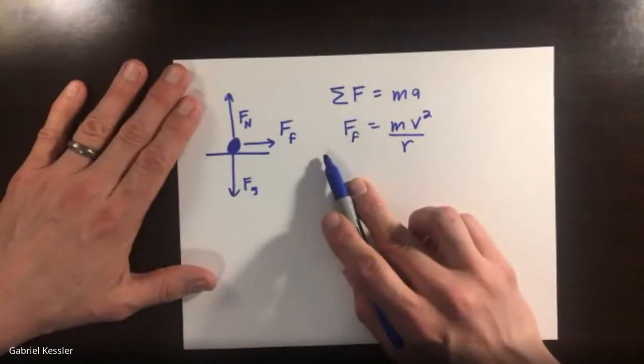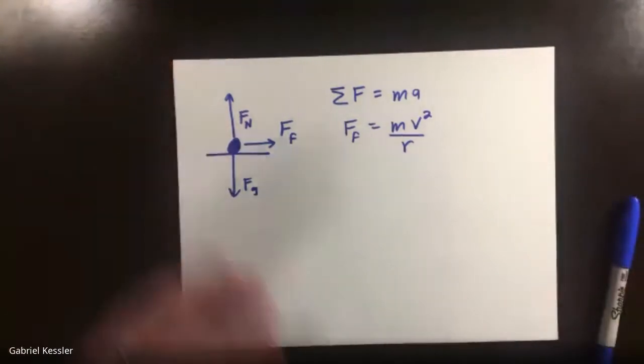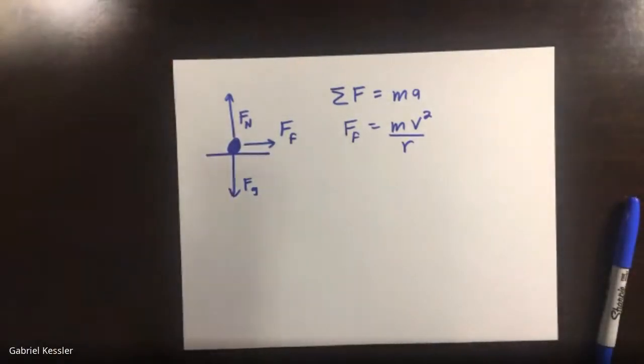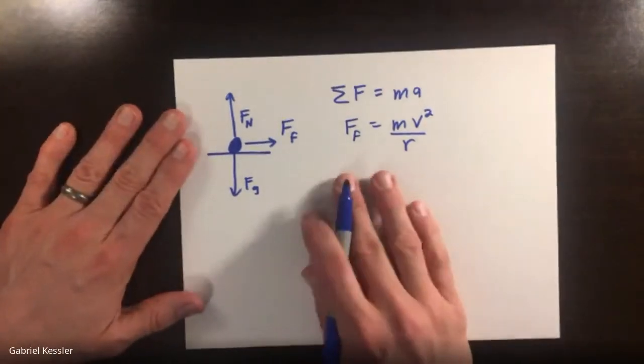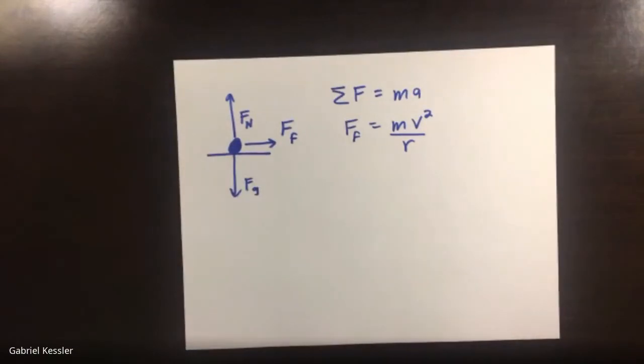Mass times the speed squared divided by radius. Let me double check, make sure it is that simple. Speed squared divided by radius. Yep, that's it. So since the force of friction is the only force acting in the horizontal direction, that's going to be the only force that comes into the net force.